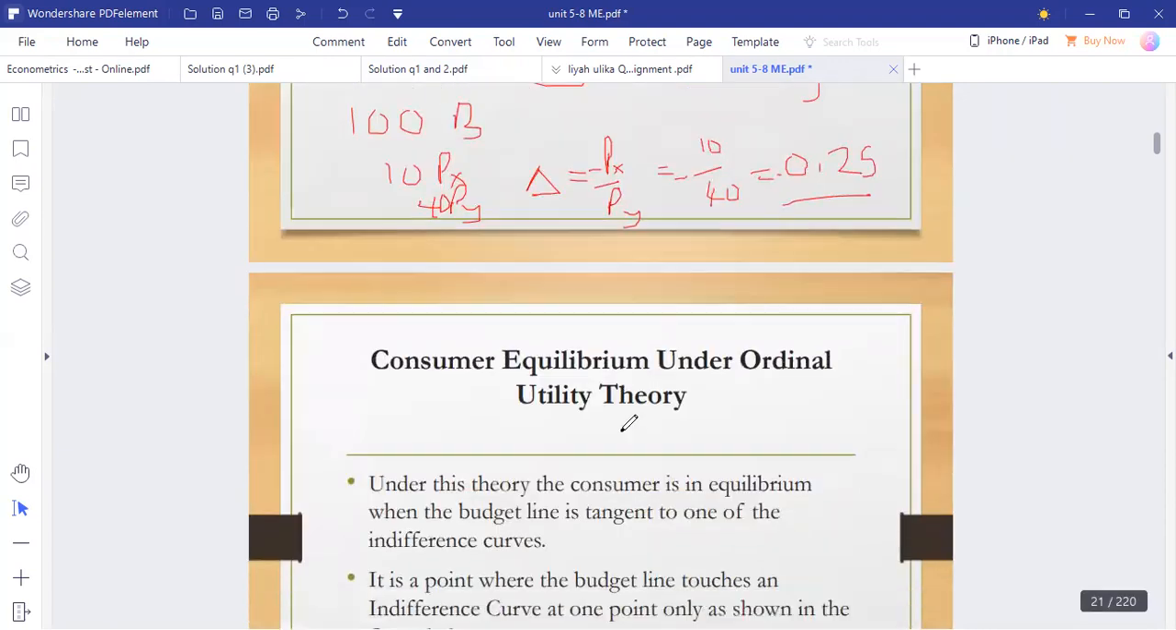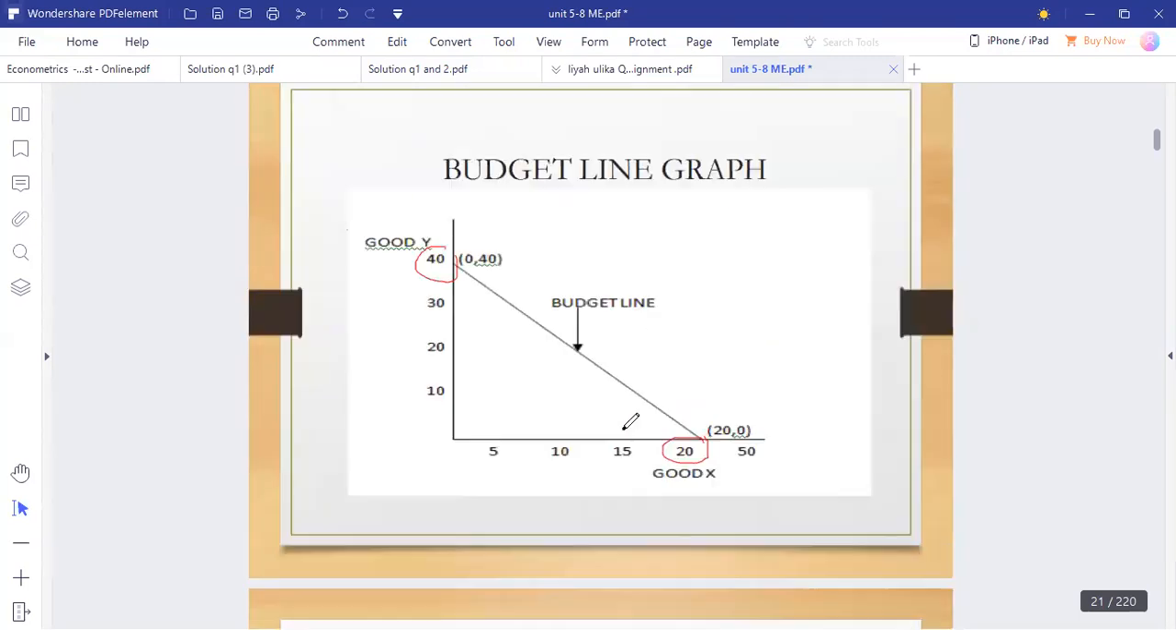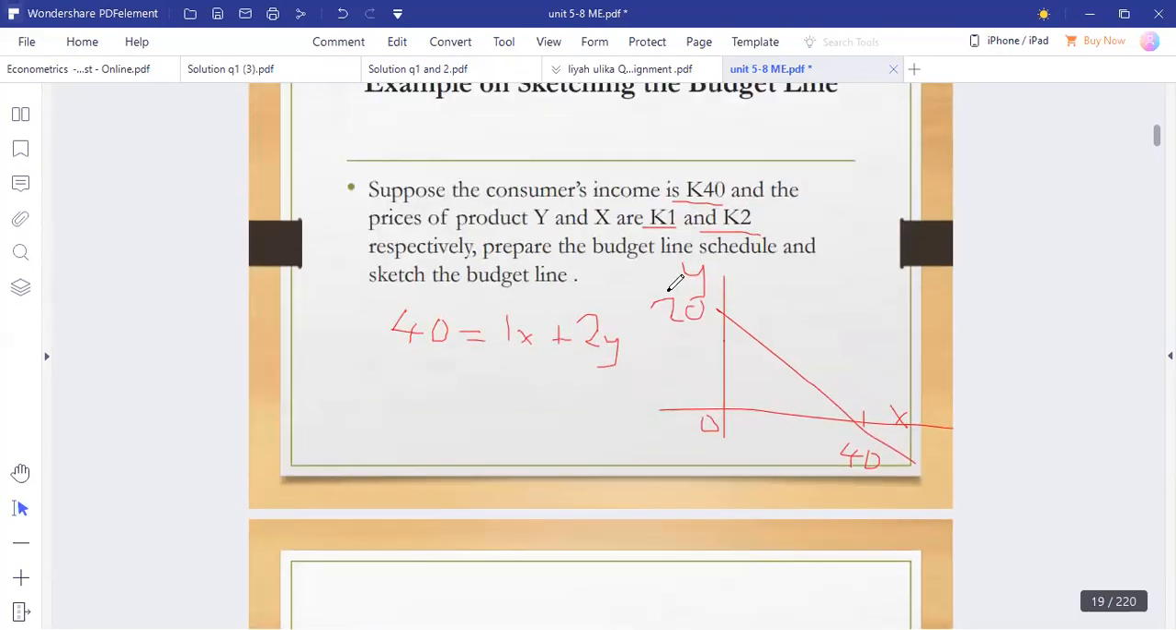So in this case, the price of x was what? The price of x was 2 kwacha. The price of y was 1 kwacha.